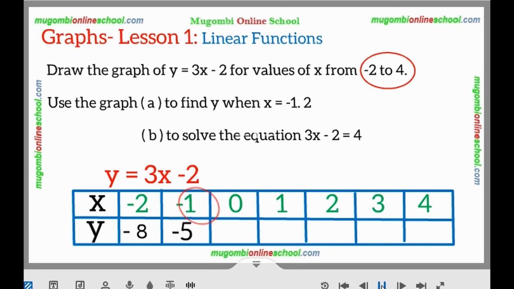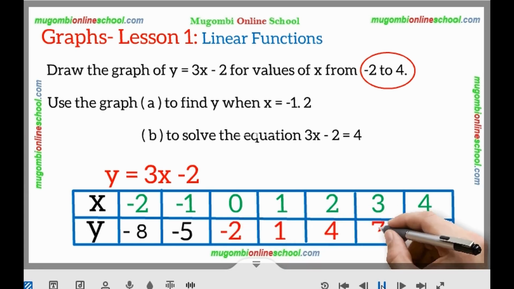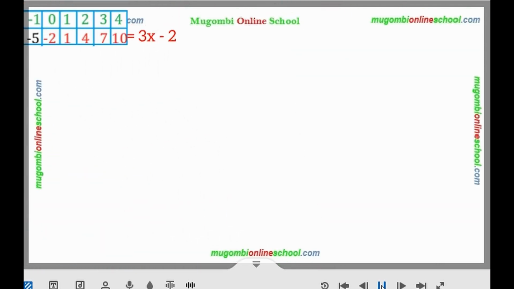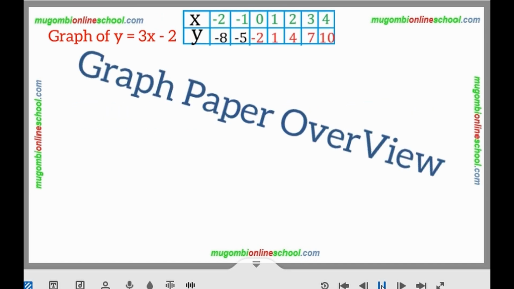Continue to substitute the values. Pause the video and calculate these values and see if you come out with the true values. Okay, now these are the true values: minus 8, minus 5, minus 2, 1, 4, 7, and 10. Now let us draw the graph of y is equal to 3x minus 2.